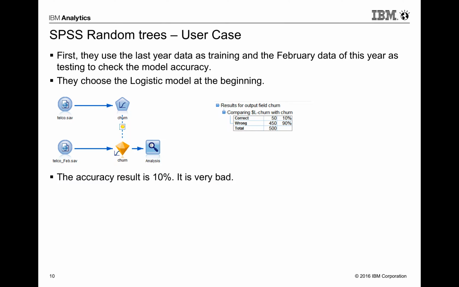Firstly, we use last year's data as training and the February data of this year as testing to check our model accuracy. Since it is true or not, a binary issue, we want to try the logistic model. We select the logistic model and analyze the result, but the accuracy is only about 10%. It's not good, actually very bad.